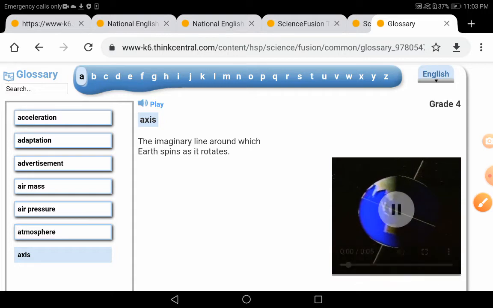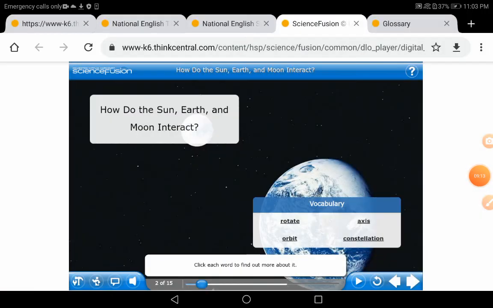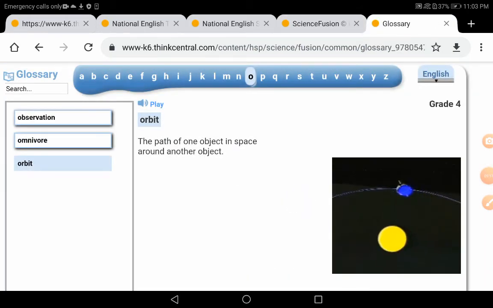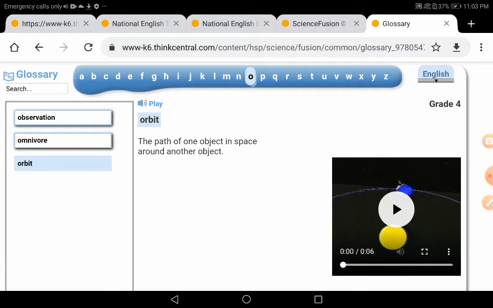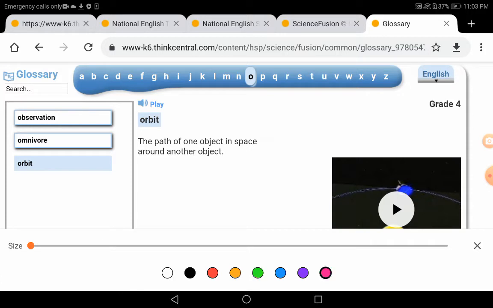Okay. Let's see the other vocabulary word. Orbit. Orbit: the path of one object in space around another object. So orbit means the path of one object. The path of one object. Path, it's a way of one object in space.